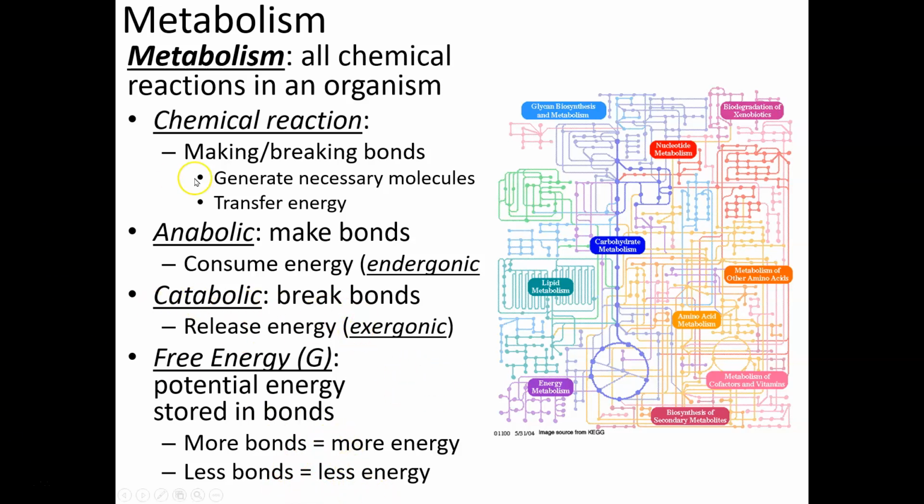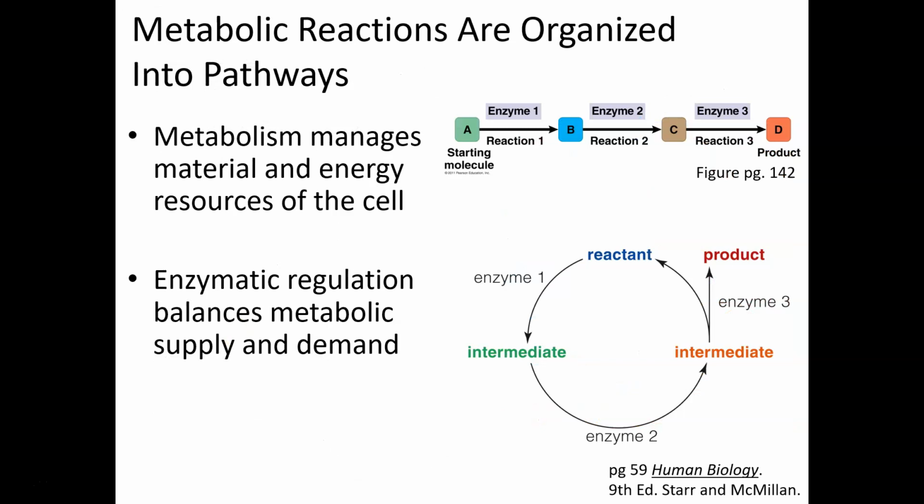So this is just a summary of some of the things we talked about so far. Metabolism is all the chemical reactions in the body. When we have a chemical reaction, we can make or break a bond. Anabolic processes make bonds. They make bigger molecules. They consume energy. Catabolic processes break bonds. They release energy. The free energy, or some people might know it as the Gibbs free energy, is the potential energy stored in bonds. The more bonds you have, the more potential energy you have. The less bonds you have, the less potential energy you have.